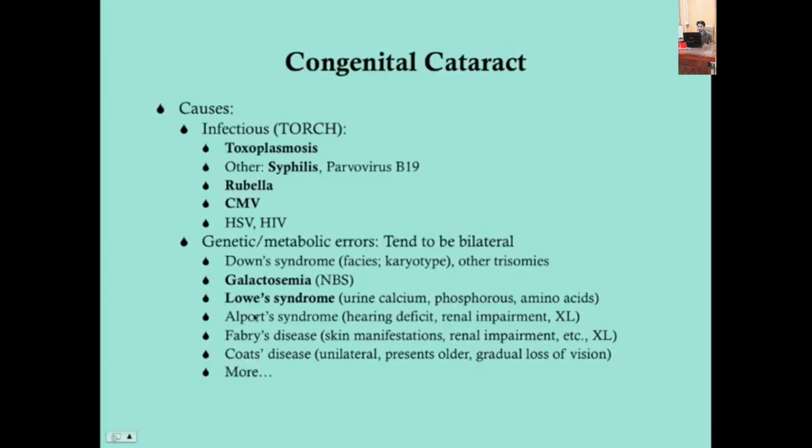But it's just good to know that these can cause congenital cataract. But as far as the USMLE is concerned, what you should be aware of is TORCH, and then Down syndrome, galactosemia, and Lowe's syndrome. And there are other causes as well. So this isn't even the gist of it. There's a lot more, but I just put your basics here.